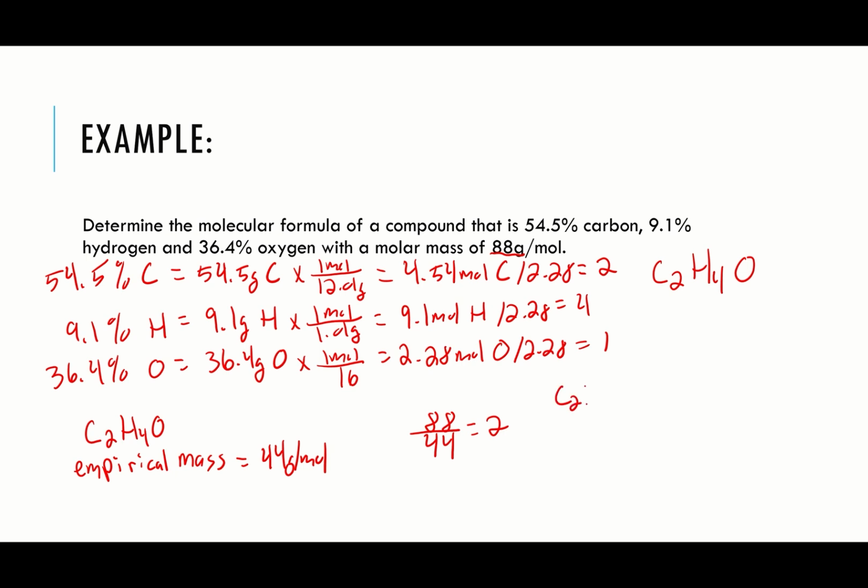So while C2H4O may be the empirical formula, the molecular formula is actually double that, C4H8O2. We can see that they share the exact same ratio of atoms, the only difference being that the empirical is simplified compared to the molecular. Sometimes the empirical is the same as the molecular, and other times it is not. So that's how you find empirical and molecular formula.